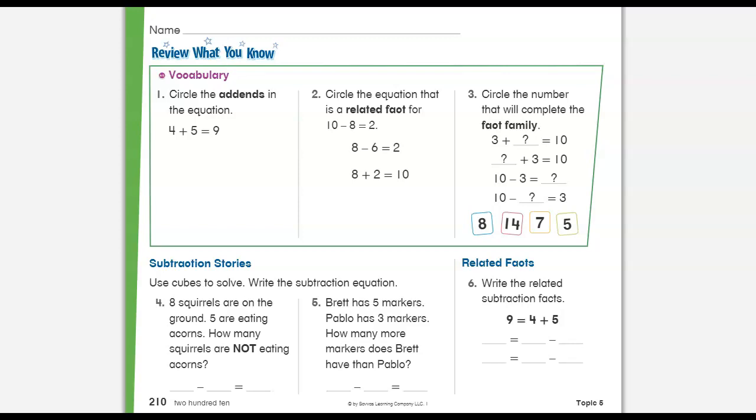In our Envisions Volume 1 workbook, I'm going to have you turn to page 210. I'm circling that page number down in the bottom left corner. We are going to be completing a Review What You Know to start off our topic 5 review. Again, we're on page 210. If you need to take a second to pause the video and go grab your workbook, you can go ahead and do that now.